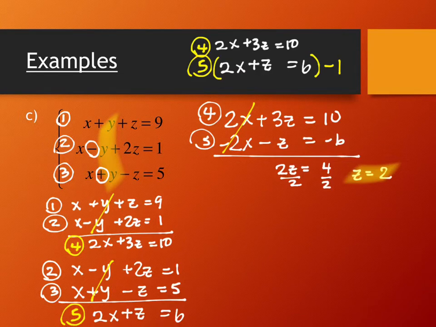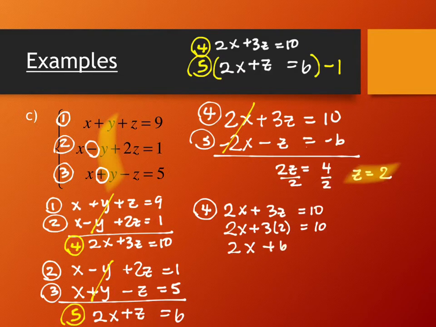It doesn't matter which one we pick, equation 5 or 4, because they're exactly the same in terms of their coefficients, so I'll just pick 4. I have 2x plus 3z equals 10, and I know z is 2, so I have 2x plus 3 times 2 equals 10. 2x plus 6 equals 10. So if I subtract my 6, 2x is 4. What will x be? Yep, another 2.